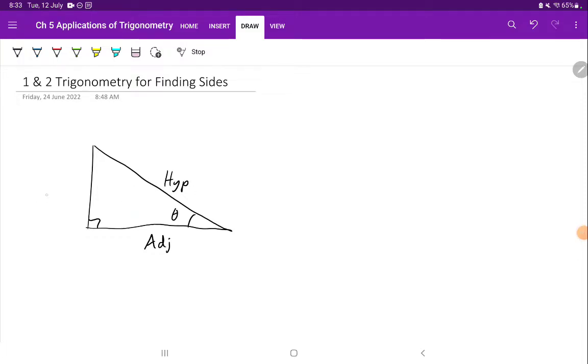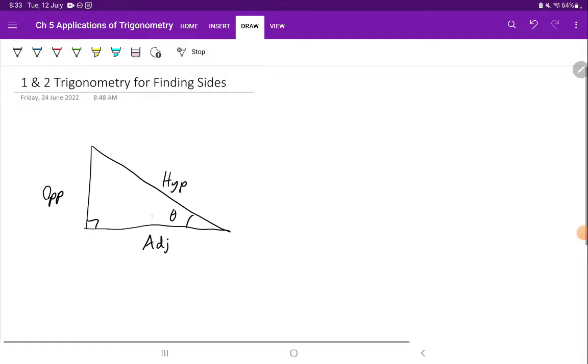The last side is the opposite. It's not opposite the right angle. In fact, it's adjacent to the right angle. It's actually opposite the given angle. And so we have these three sides, right? What we've learned is that there is a relationship between them. If you have a really big angle or a really small angle, that changes the lengths of the adjacent, the opposite, and the hypotenuse. Different angles will give you different shapes.